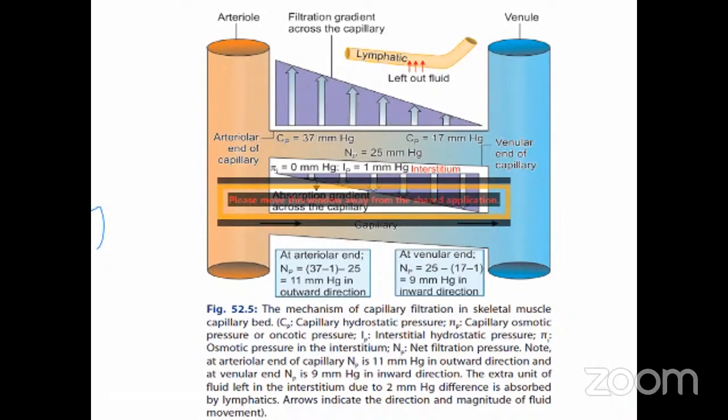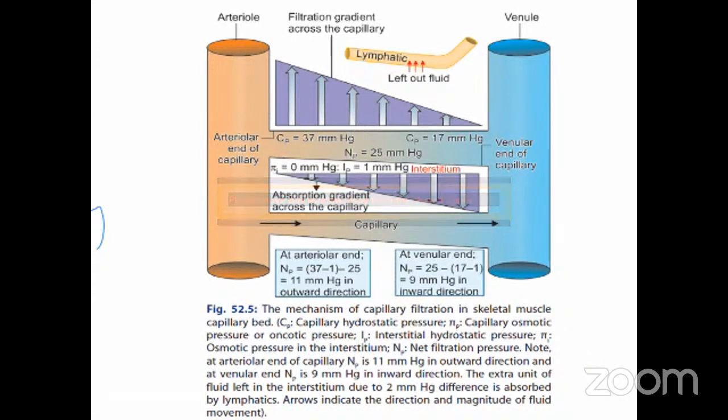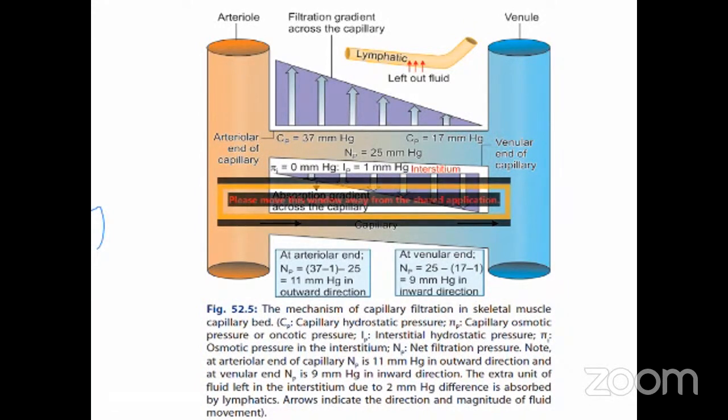If we see the net pressure gradient, at the arteriolar end it is 11. How? 37 minus 1 minus 25 is 11. At the venular end, it is 9: 25 minus 17 minus 1 is 7. So at the arteriolar end, the outward pressure is 11, and at the venular end the inward pressure, that is absorption, is 9. That is 2 more in the outward direction, so at the arteriolar end it is 2 plus, which is outward.